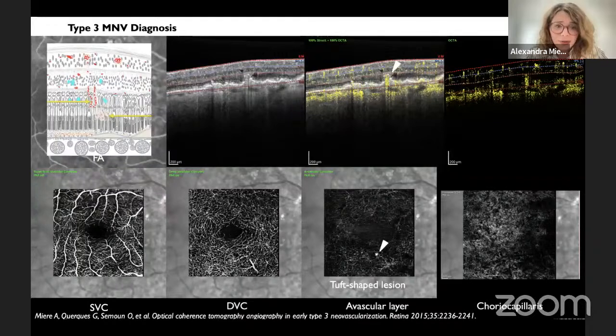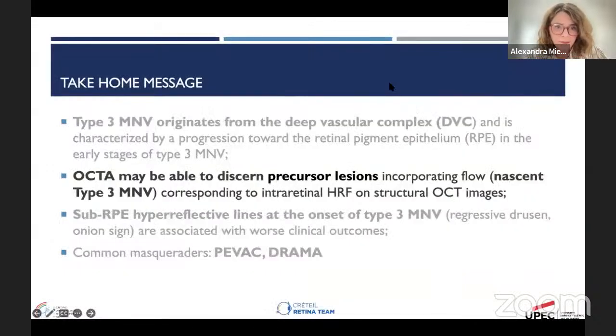This is another example where we can very nicely see the presence of this tuft-shaped lesion within the outer retinal segmentation with no correspondence within the choroid capillaries. And again, if we look at flow, here there is some flow projection, as you can see, but the flow stays above the Bruch membrane.